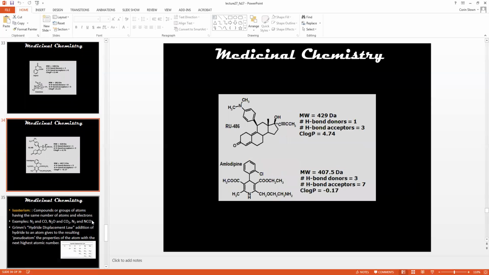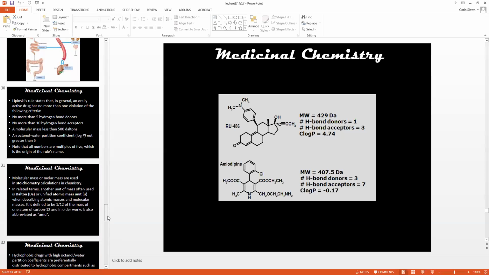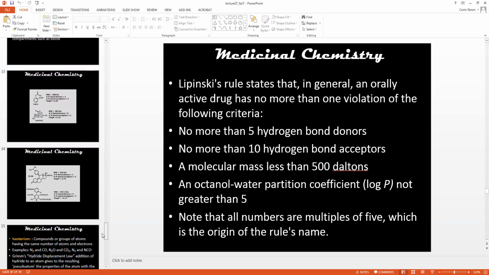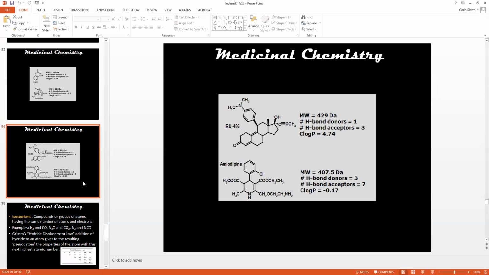You will have several examples to identify in terms of Lipinski's rule of 5. But this is what you want to start practicing, thinking about the rules specified. So no more than 5 hydrogen bond donors, no more than 10 hydrogen bond acceptors, molecular mass less than 500 Daltons, and an octanol-water partition coefficient not greater than 5. So if we go back here, each of these still meets Lipinski's rule.